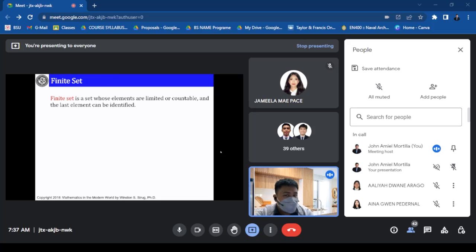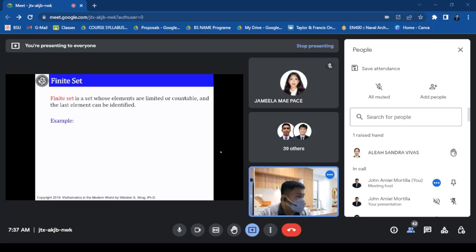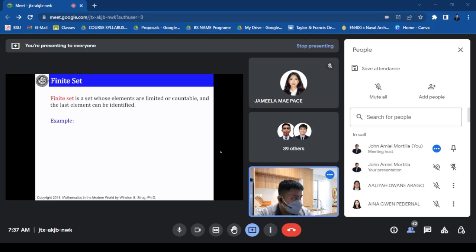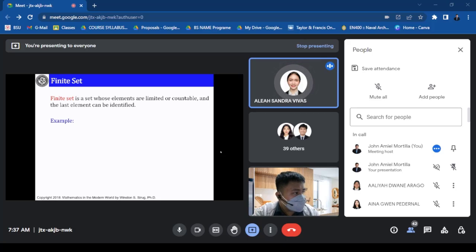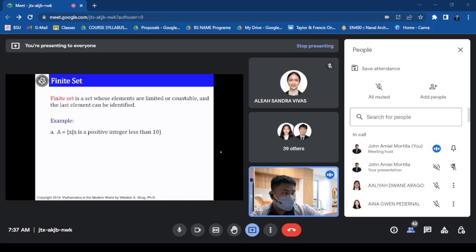So, tulad kanina, we have finite set. So, please read finite set. Yes, Alea? Finite set is a set whose elements are limited or countable, and the last element can be identified. Okay, so na-identify natin yung last element. So, positive integer less than 10. So, ano ba ang positive integer less than 10?